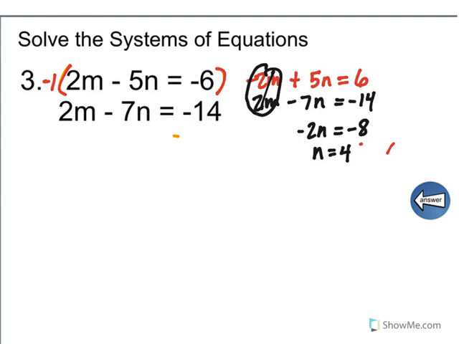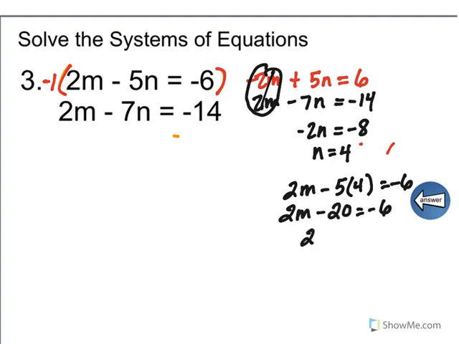So knowing that n is positive 4, I take that, I put that into one of the two original equations. Again, I'm picking the top one just because it's got a little bit smaller numbers. 2m minus 20 equals negative 6. 2m equals 14. m is equal to 7. And so my ordered pair here would be (7, 4). m being 7, n being 4.